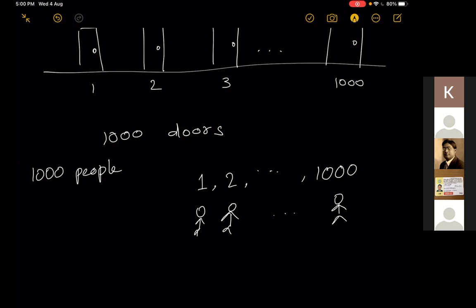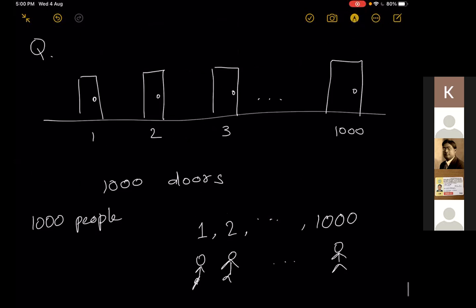So what does person number 1 do? Person number 1 goes and opens all the doors. They were closed at first. Then person number 2 comes. All the doors are open now, so he only closes the even numbered doors and does nothing with the odd numbered doors.